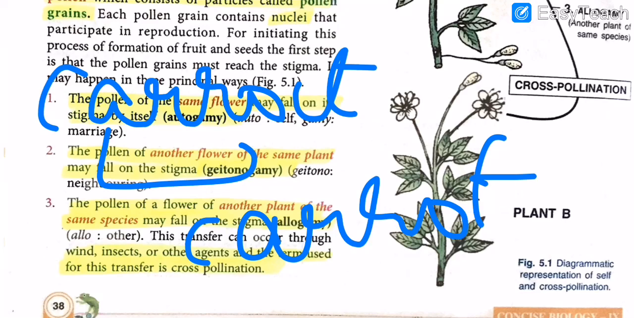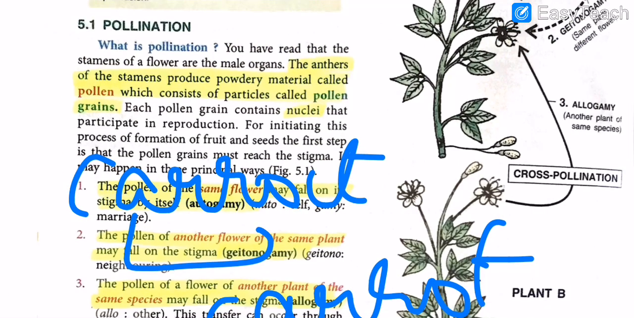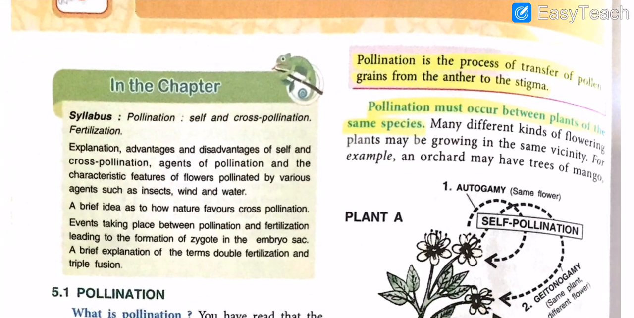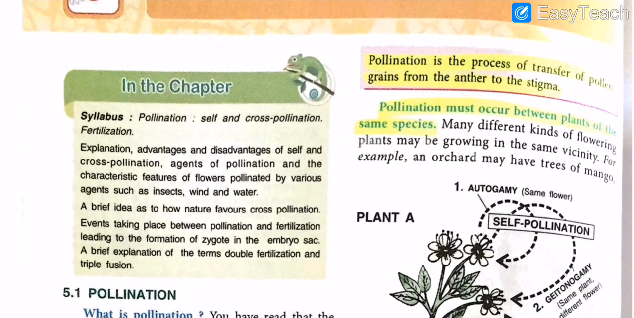And this transfer can occur through wind, insects, or any other agents used for this transfer. Now the term used for this is cross-pollination. So pollination is the process of the transfer of the pollen grains from the anther to the stigma of the same flower or a different flower. Okay. So example number 1, of course, within the same flower. Example number 2, within the same plant but a different flower, as in both the flowers are born on the same plant.